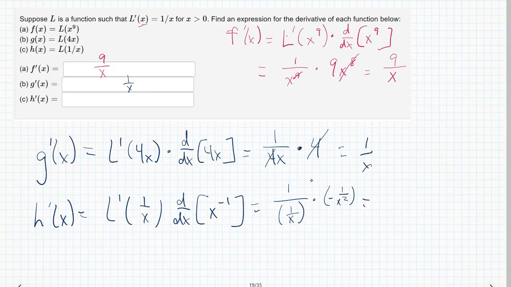Okay, so this thing becomes negative. Well, you can multiply those x squareds, that would cancel off with one of the x's, so you're left with negative 1 over x. And that is your final answer. And we're done there. Questions on that one?